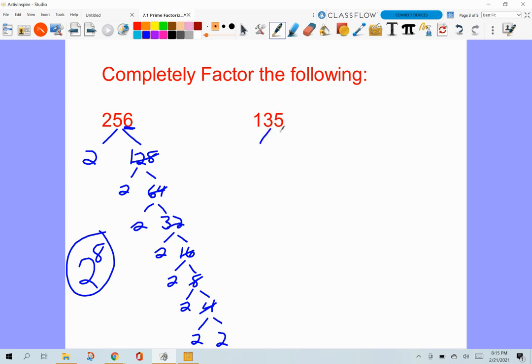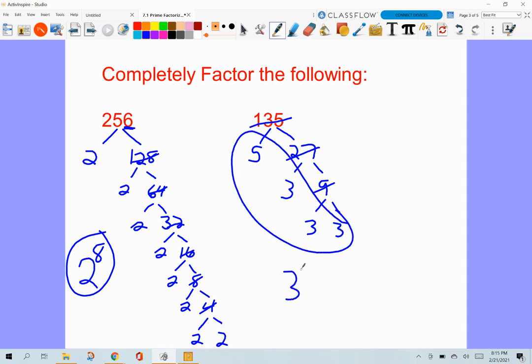All right, 135. First thing I see is that this is divisible by 5. So I don't happen to know that one off the top of my head. 27. Okay, 135 is gone. 27, that's 3 times 9. 9 is 3 times 3. Okay, that's it. Nothing else. Nothing smaller than 5s and 3s. So this is going to become 3 to the 3rd power times 5.